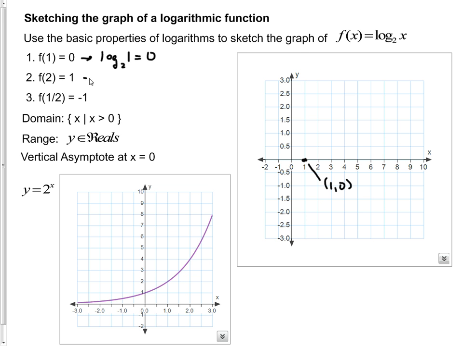F of 2 is equal to 1. Again, recall this was from our property that said the logarithm base a of a is equal to 1 because 2 to the first is equal to itself. And so this is the kind of graph that needs to go through the point 2, 1.